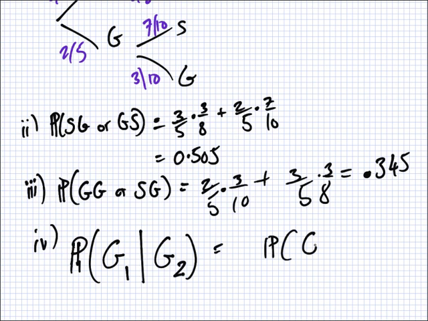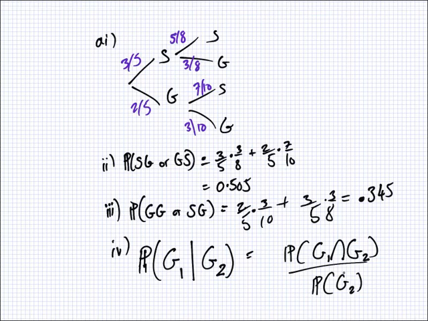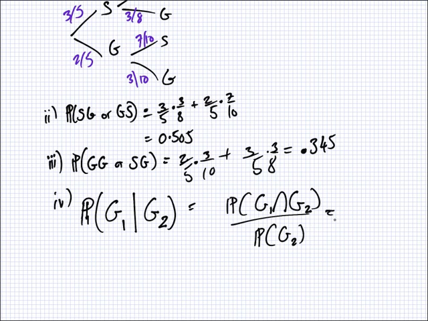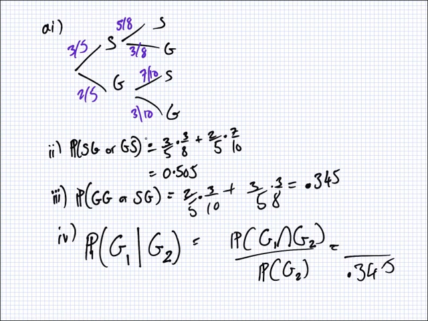It's go on the first and go on the second, all over go on the second. Now, when you look at that, we know what the go on the second is. It's 0.345. Because wasn't that literally the second question? Yeah. Go on the second. And we only need to get the top one now, which is go on the first and go on the second. So that's going to be 2/5, 3/10, isn't it?